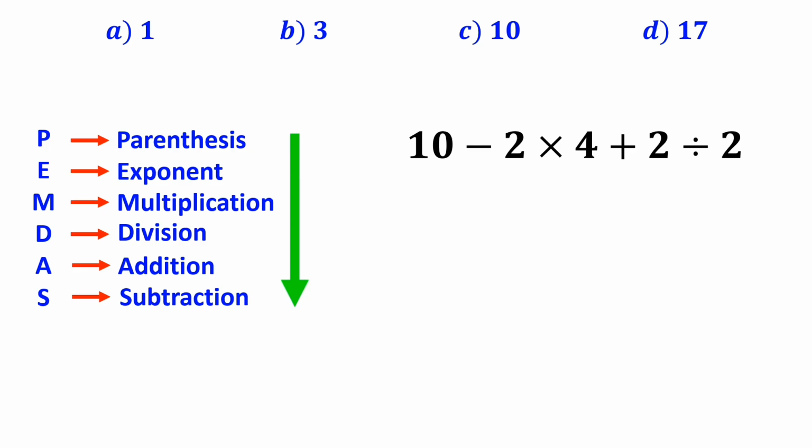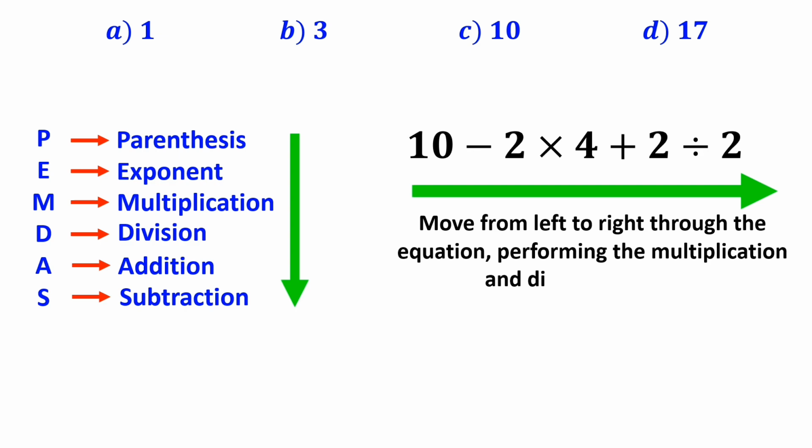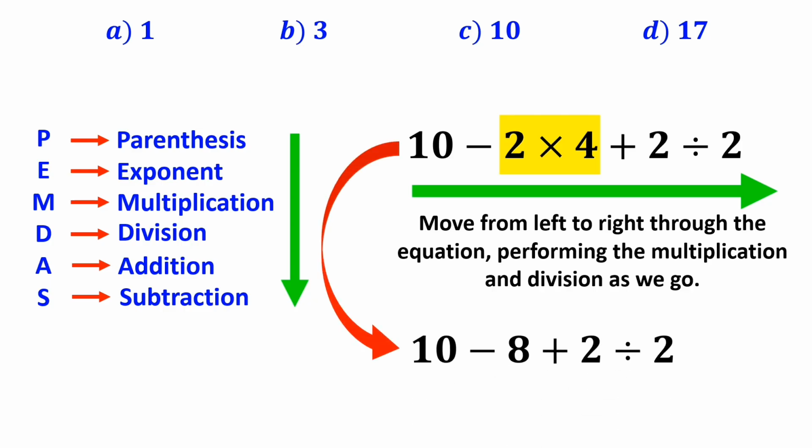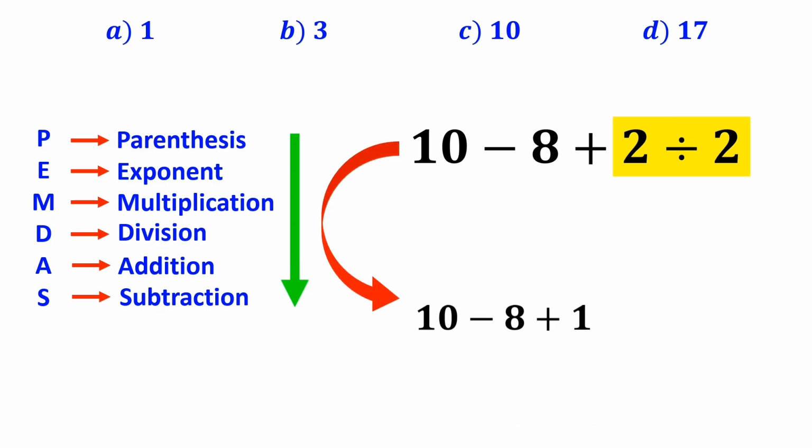It's very important to note that multiplication and division have the same level of priority, and all we need to do here is move from left to right through the expression performing the multiplication and division as we go. So, first we start with 2 times 4 and write this expression as 10 minus 8 plus 2 divided by 2. In the next step, we move on to the division between 2 and 2 and replace this expression with 10 minus 8 plus 1.